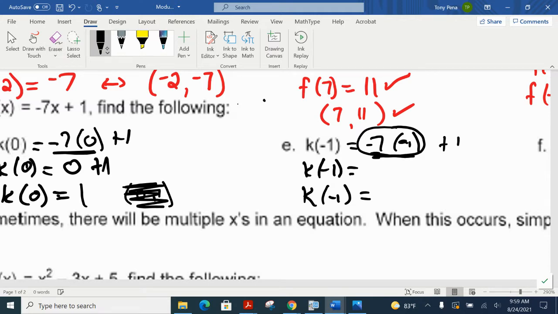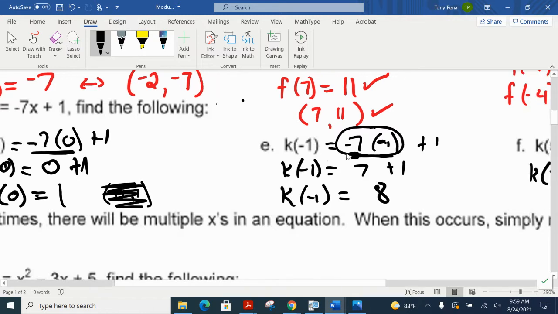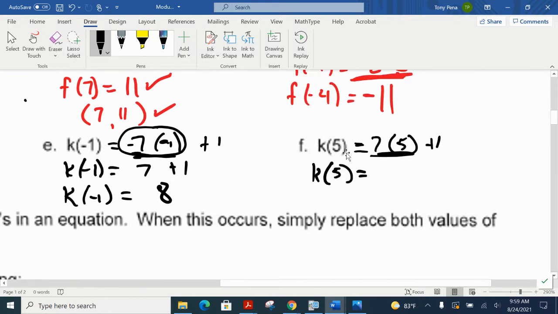Okay, fix this one. What's a negative 7 times a negative 1 now, Sarah? 7. Good. And then plus 1. Is that what you were giving me in the beginning? Yeah. You're good. Okay, so now this guy, Riley, negative 7 times 5. Good. And then plus 1. Good. So that should be a negative 34. All right.